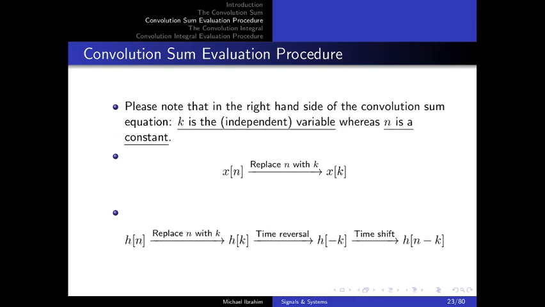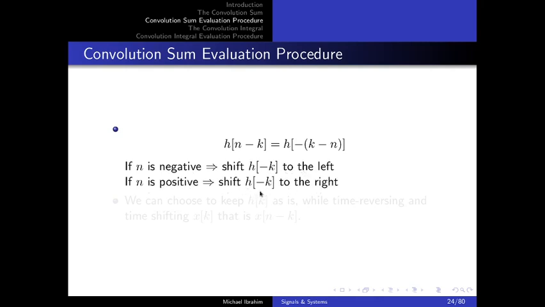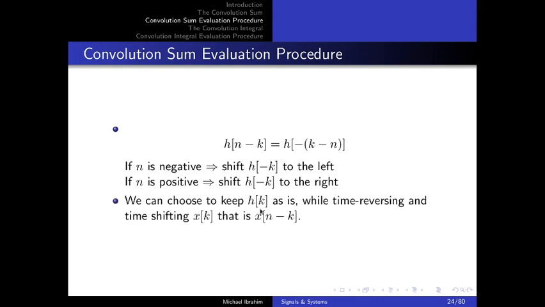Or equivalently, we can keep h of k as is and get x of n minus k, as we have discussed before. Okay, so if n is negative, we shift h of minus k to the left. If n is positive, we shift h of minus k to the right. We're going to see this in an example later on. We can choose to keep h of k as is while time reversing and shifting x of k to become x of n minus k.